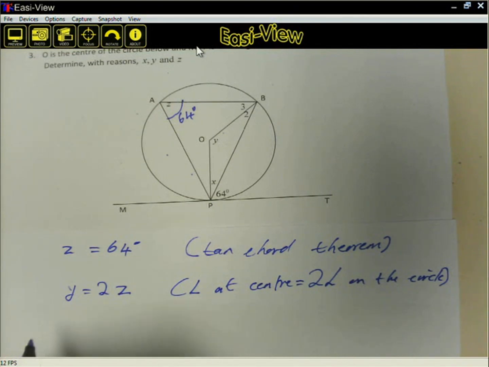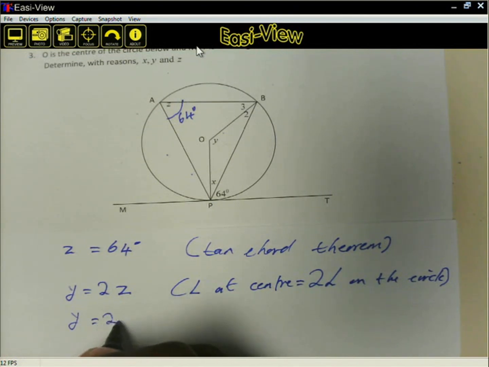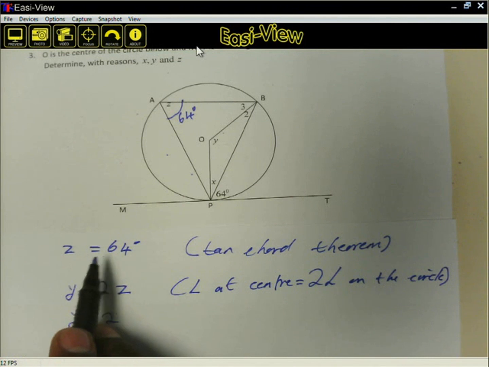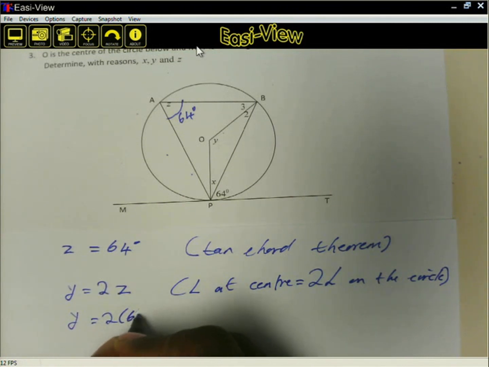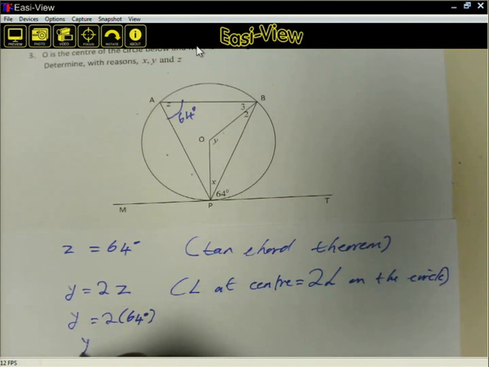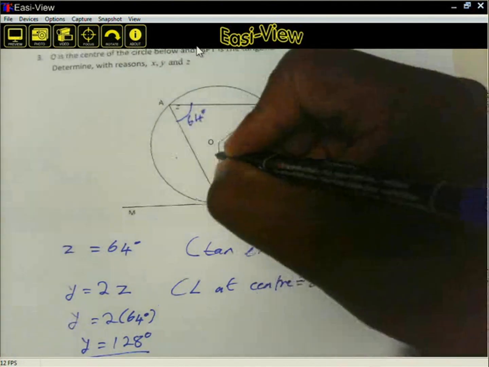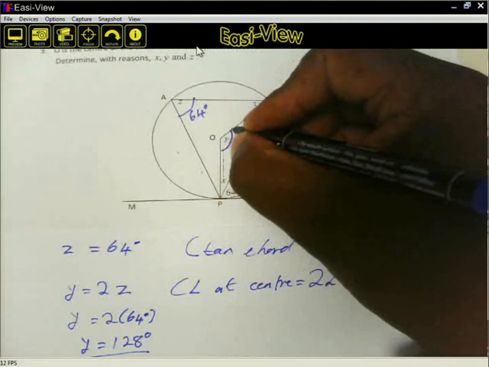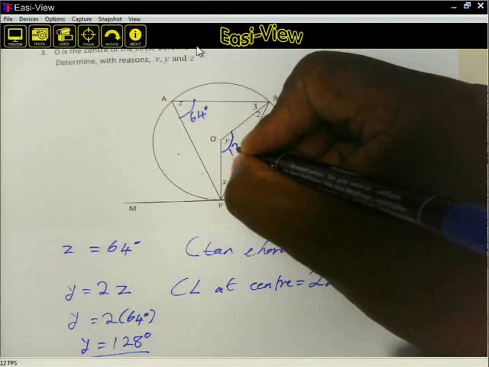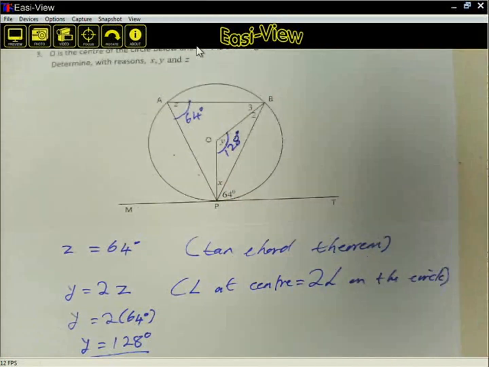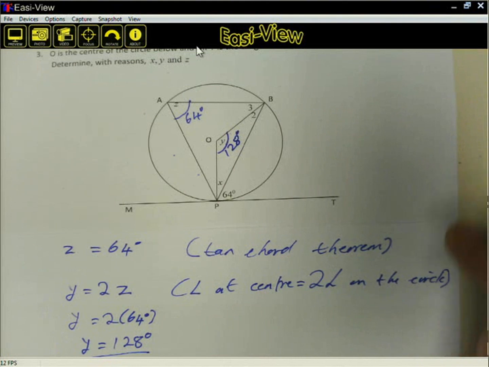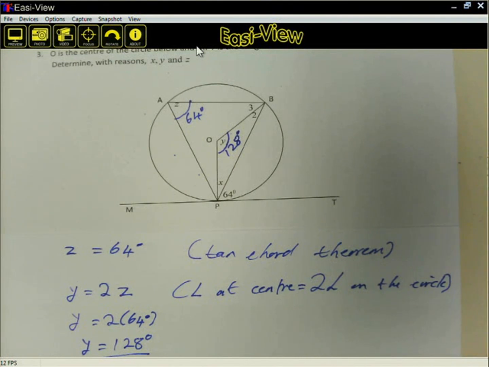So we just have to substitute. Y is equal to 2Z. We have already calculated Z. Z is equal to 64. You substitute Z by 64 degrees. Therefore, Y will be equal to 128 degrees. That will be the value of Y. Now we've got the value of Y here. The value of Y is 128 degrees. Thank you. Still have to determine X.